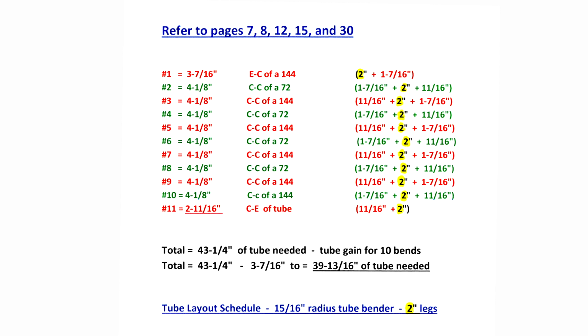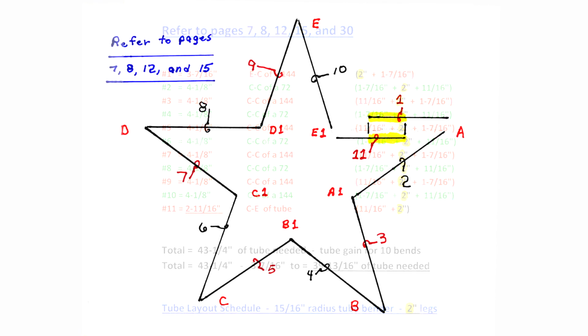After the star is bent, cut 1 inch off each end and splice the star together. The final tube length of this star is 37 13/16 inches. To construct this tube layout schedule, refer to pages 7, 8, 12, 15, and 30 in the book.